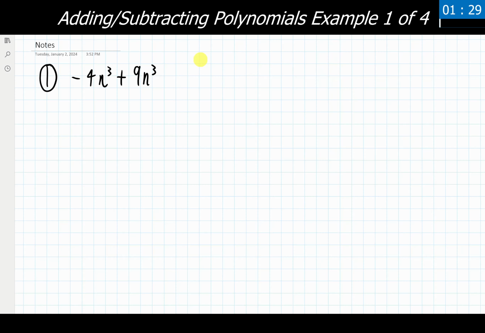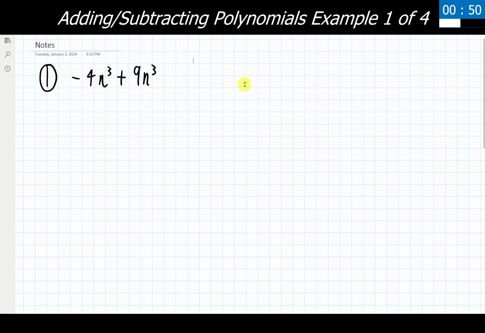Taking a look at our first example, we are given -4n to the third power plus 9n to the third power, and we are told to combine the following polynomials together based on the previous directions. So first and foremost, I need to check, do I have any like terms in here? Remember, that means they have the exact same variables and the exponents are the exact same as one another. So they both have n's, and the n's are both being raised to the third power. That means that these are two like terms, and I can add or subtract these things together.